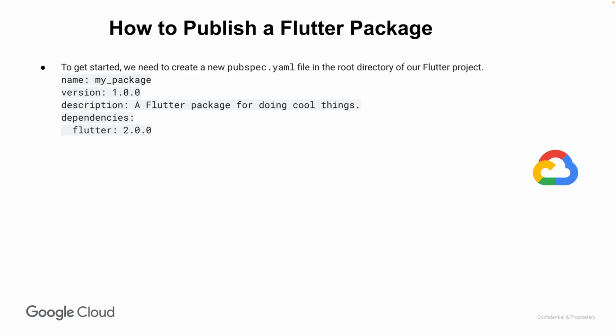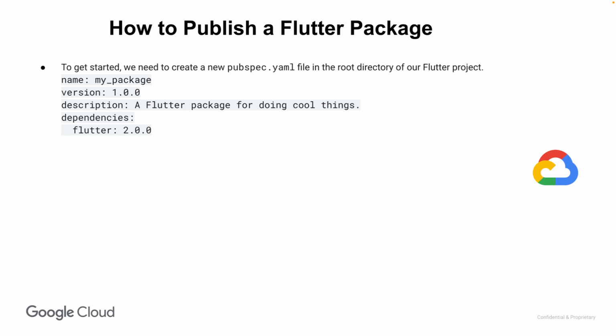The following is an example of a pubspec.yaml file. As you can see here, the name of the package is my package. The version listed here is 1.0.0. There's a certain description, and then we have dependencies like Flutter 2.0.0.